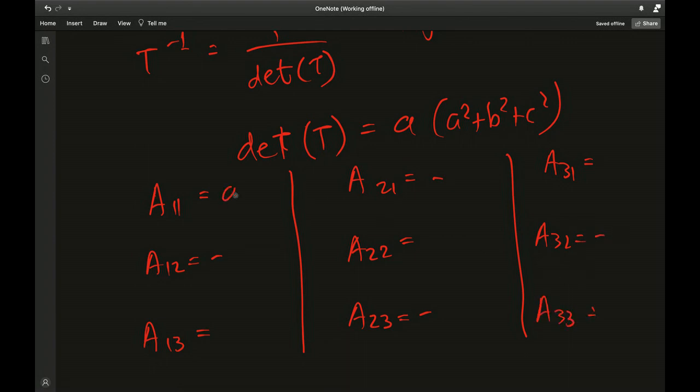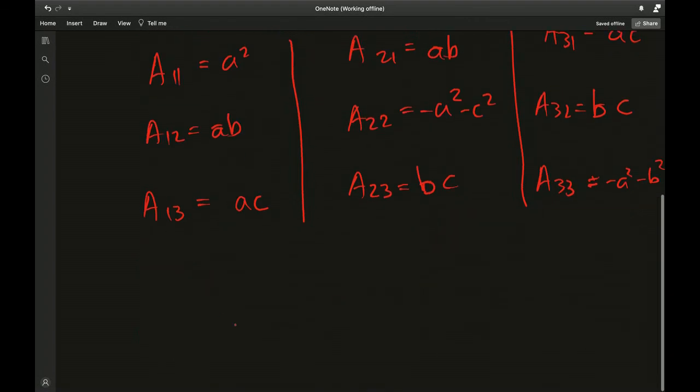This guy just turns out to be a squared. This will become ab. I'm just doing this quickly so that I don't waste much of your time. AB, here we have negative a squared minus c squared. Here it's BC, AC again, BC, and a negative a squared minus b squared.